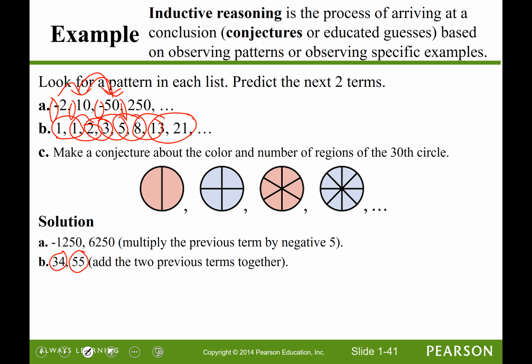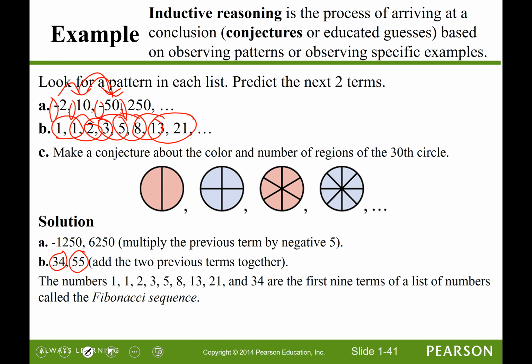A note there: the numbers in part B are actually the first 9 terms of a list of numbers called the Fibonacci sequence. It happens in nature a lot. If you want to look it up, you can see a lot of cool visuals in a story on Fibonacci.